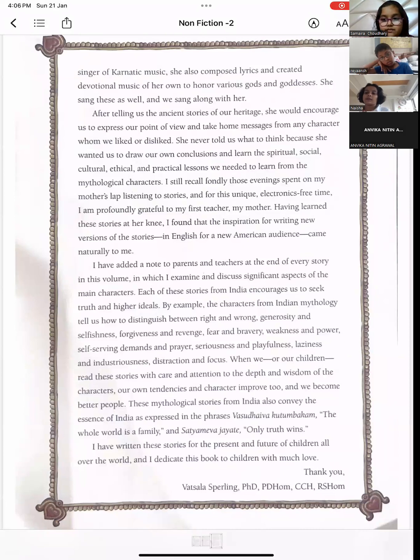singer of Carnatic music, now this person stays in Karnataka. Okay? Carnatic music is from Karnataka. That's what I feel. I may be wrong, okay? I may not be sure, but we can definitely say this sort of music is from South India. She also composed lyrics and created devotional music of her own to honor various gods and goddesses. She sang these as well, and we sang along with her.